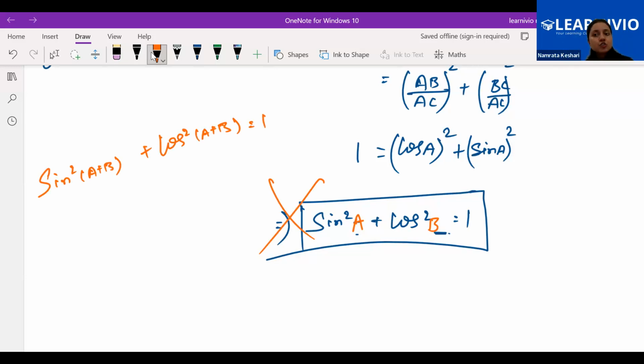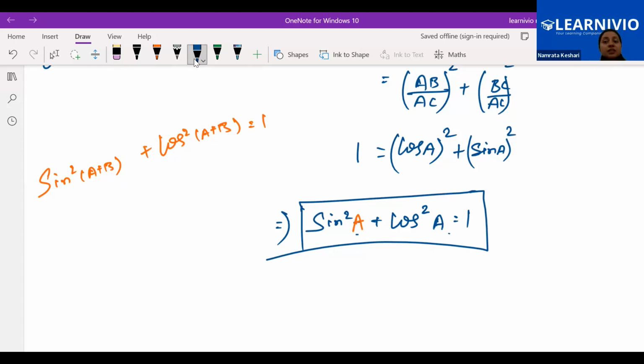Am I making sense to all of you? Getting it? How we will use this formula? Sin square A plus cos square A is 1. That means angle has to be same. Then only the result will come out as 1. Now the same formula we will be using in this way also.